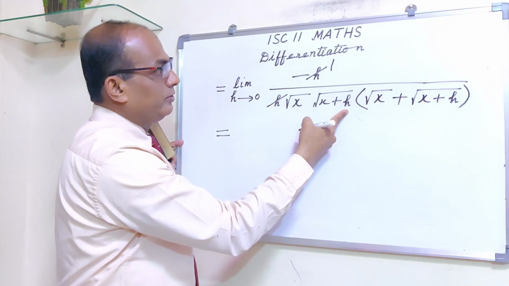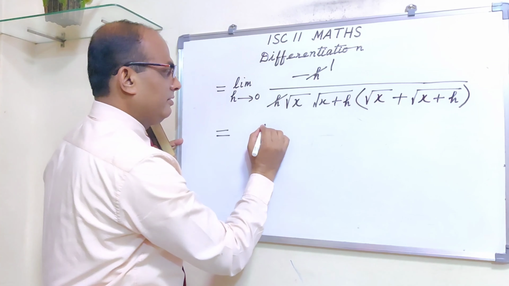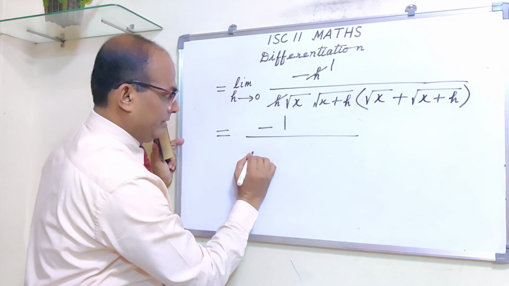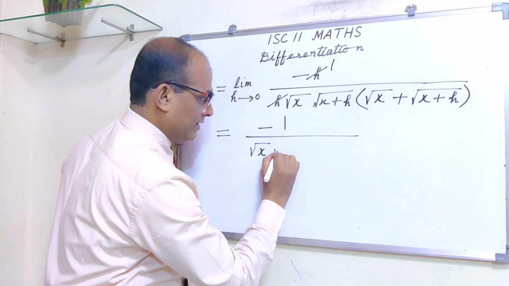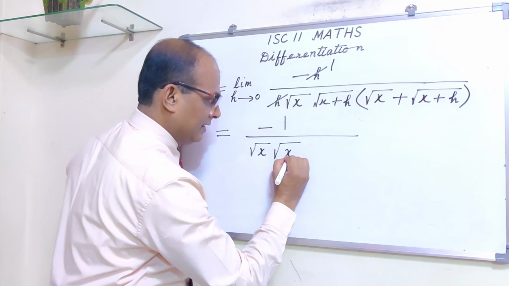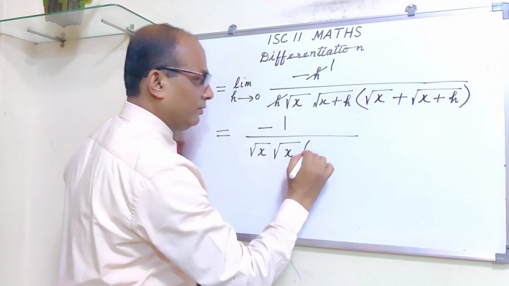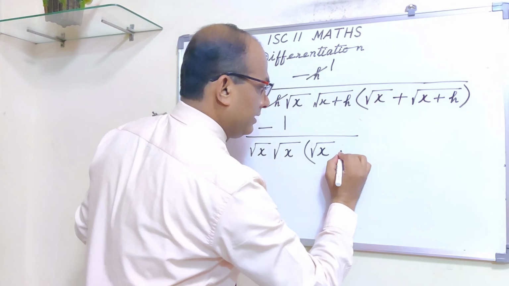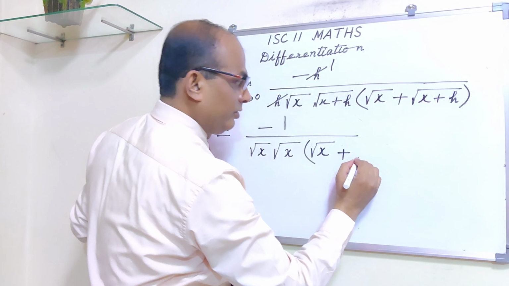When you put h equal to 0 here, this becomes root x into root x. So minus 1 upon, this becomes root x into root x, and in this bracket you get root x, and here again you get plus, h is 0. So root x plus 0 means root x.